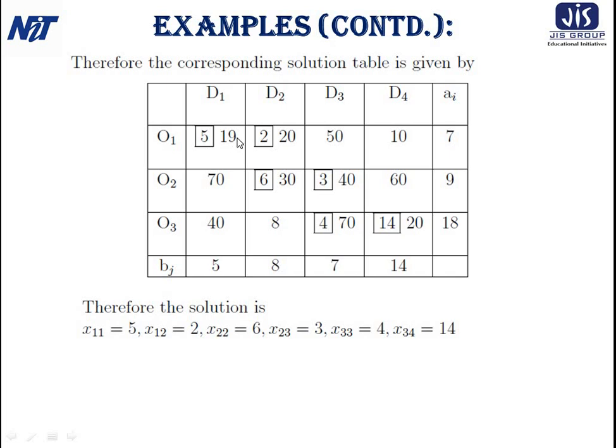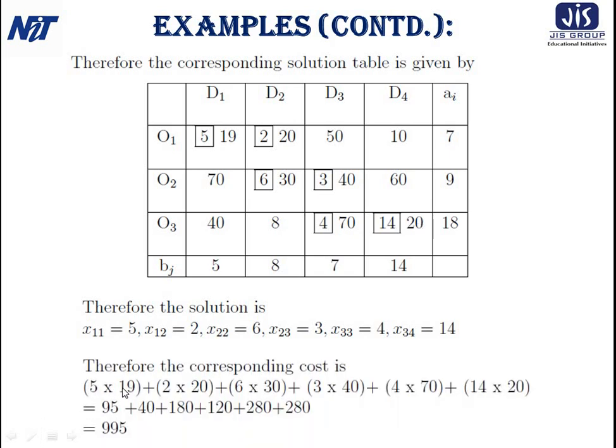If we supply 1 unit from one origin to the D1 destination, the corresponding cost is 19. Now we are supplying 5 units. So what is the corresponding cost? 5 into 19. Similarly, we will multiply 6 into 30, 3 into 40, 4 into 70, and 14 into 20, and we will add all these values. After solving this, we are getting 995.